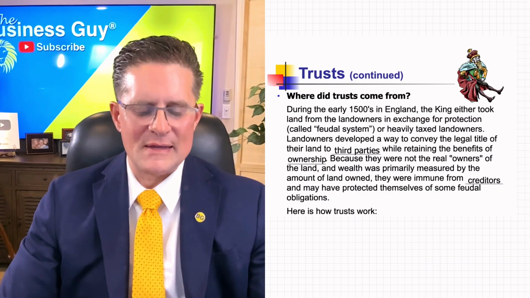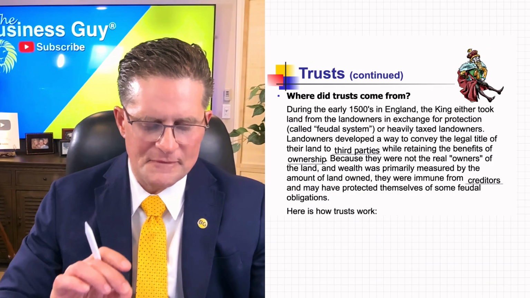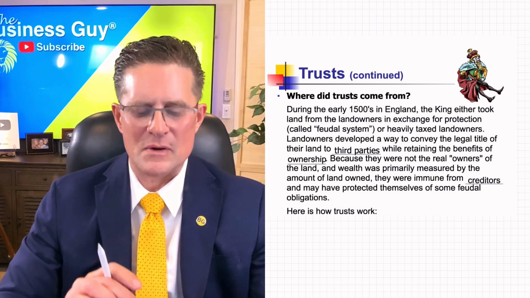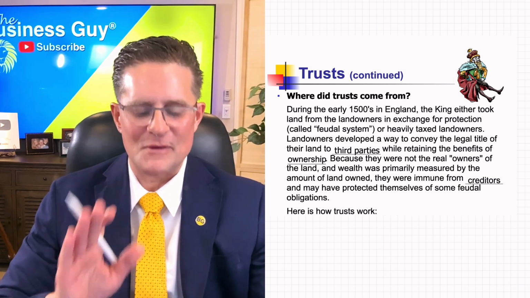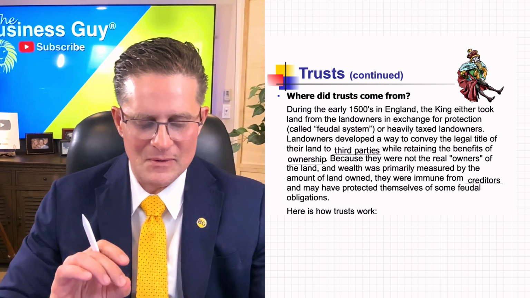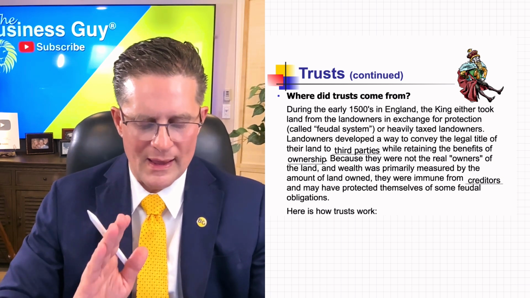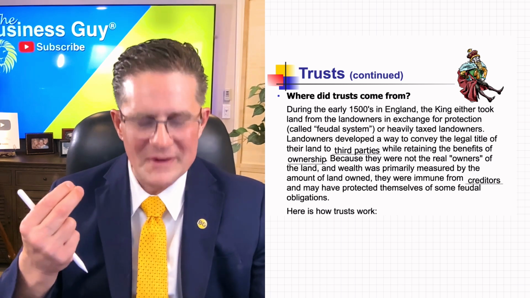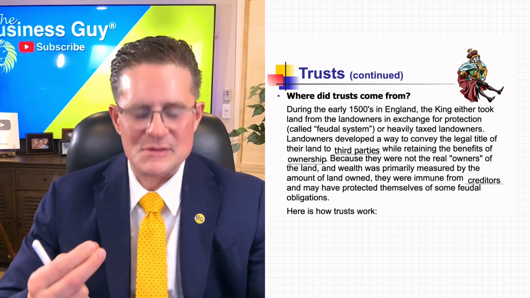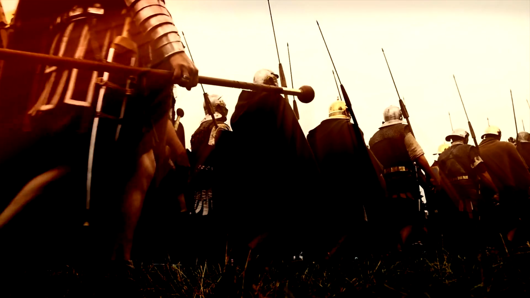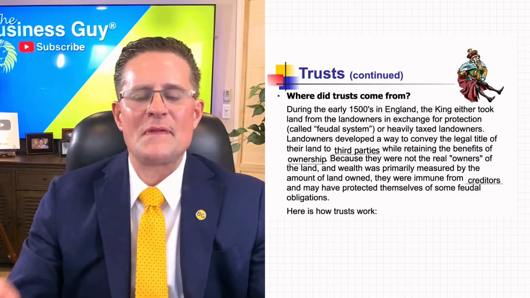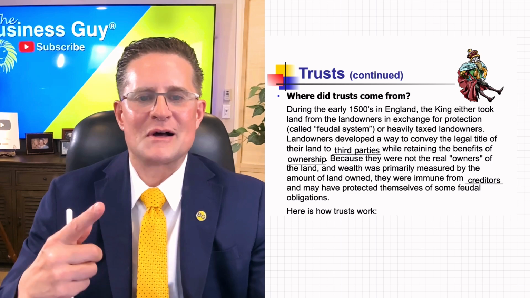So let's start with the basics. The trust started during the early 1500s in England, and the king either took the land from the landowners in exchange for protection, it's called the feudal system, or heavily taxed the landowners. So the landowners developed a way to convey legal title of their land to third parties while retaining the benefits of ownership. And this is especially true during the Crusades, when the people would go down south and to the Middle East, do their fighting, and when they came back, they wanted to make sure they still had their land and their wife didn't have a new husband.